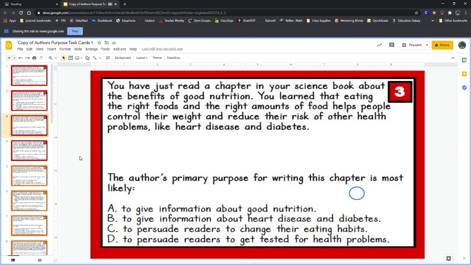Well, they say good nutrition, so something healthy, but healthy what? Like, are they talking, oh, okay, about food? So, you have just read a chapter in your science book about the benefits of good food. So, that's a good way to explain it. So, nutrition is about your food, about what you're eating. So, the science book was telling us about, it says benefits. So, like good things that happen because of good, healthy food.